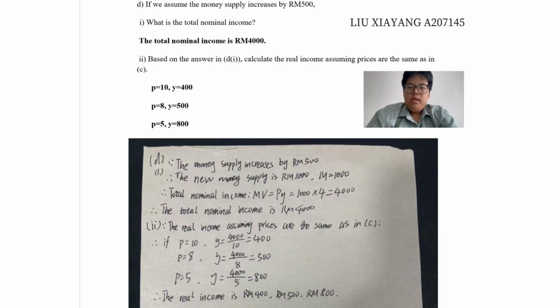The second question is the new real income. The real income, assuming prices are the same as in question C: if the price is equal to 10, the real income will equal 400. If the price is equal to 8, the real income will equal 500. If the price is equal to 5, then the real income will equal 800. So the real income is equal to 400, 500, and 800.